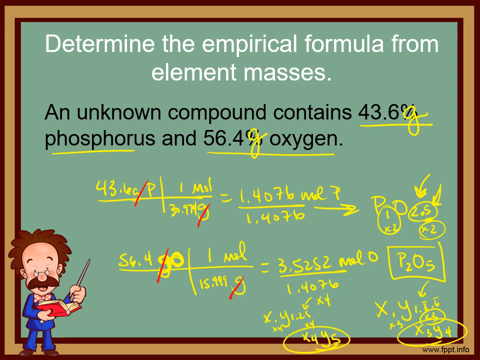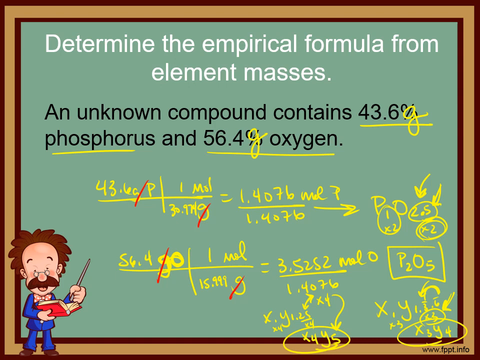If you've got a 0.5, multiply by 2. If you've got a 0.3 or 0.6 repeating, multiply by 3 to scale up to a whole number. If you've got a 0.25, that's the same thing as a quarter. Multiply by 4, and that'll scale up to a whole number.